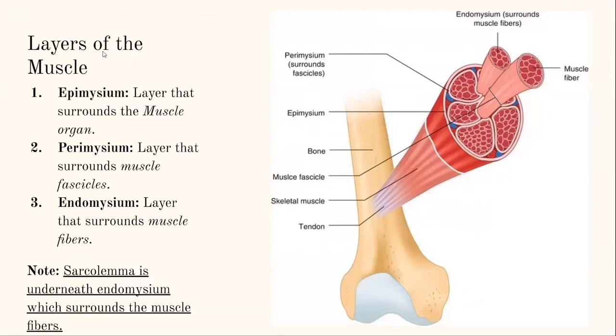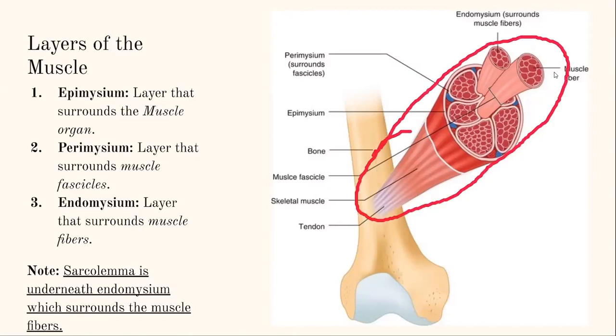Okay, so we have the layers of the muscle. Starting off with the entire muscle organ. This is the entire muscle organ. The entire muscle organ is surrounded by the epimysium. And then we get down to the fascicles, and those are going to be surrounded by the perimysium.